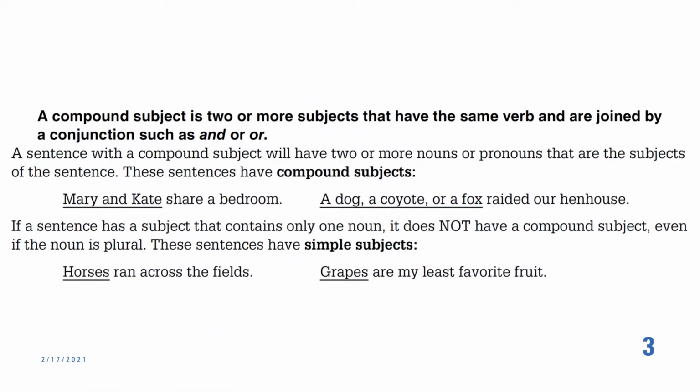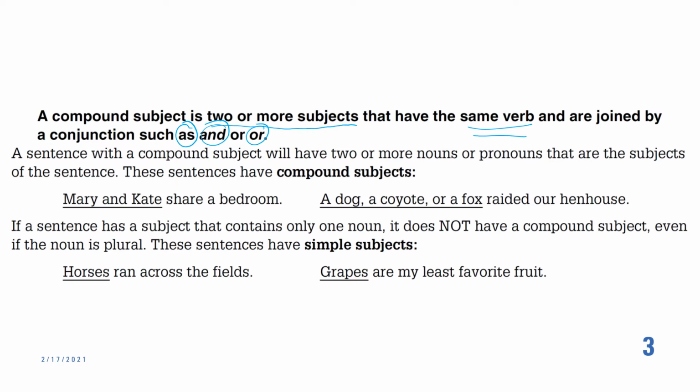So the first question we have to ask is, what is a compound subject? A compound subject is two or more subjects. Pay attention to this point. If it is only one, we call it simple subject. If there are two or more, we call it compound subjects. Those two or more subjects share the same verb, not different verbs, and are joined by conjunctions such as and, or.